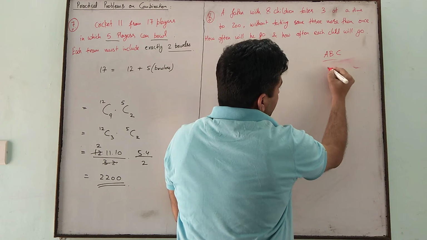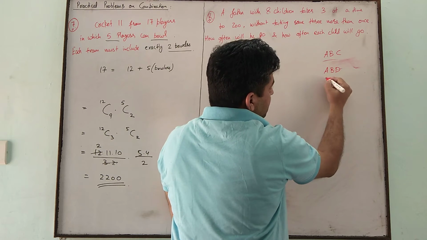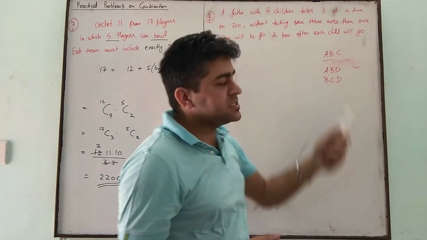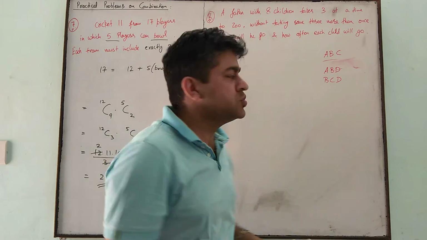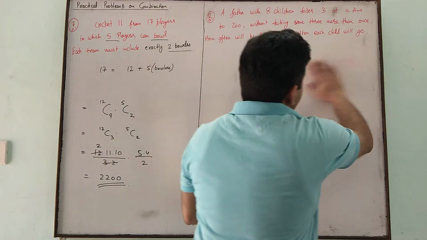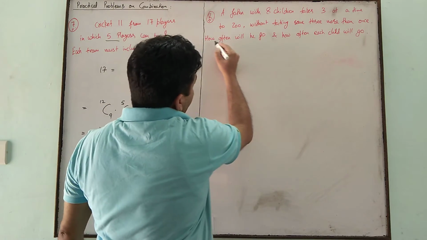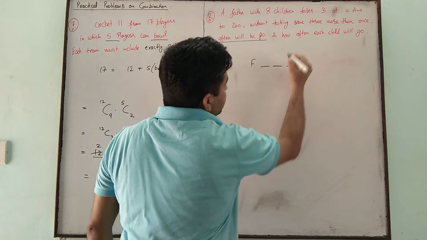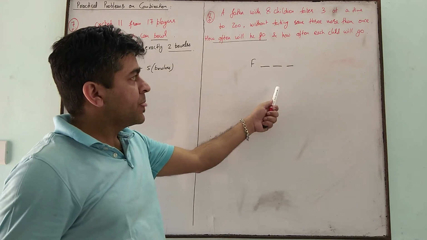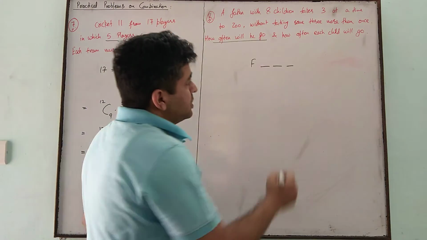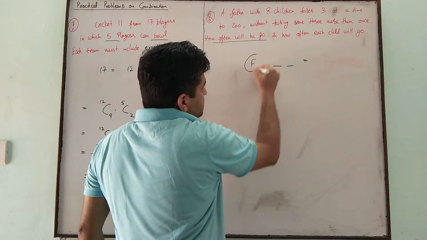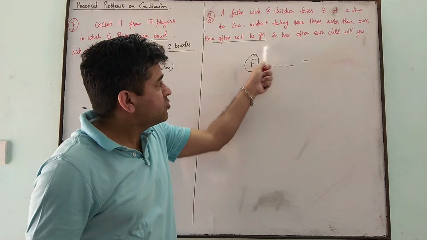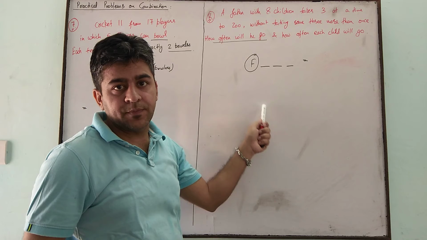If ABC is one group, then ABD can be another, BCD can be another. So the very first thing is ABC, CBA cannot be there, so we have to use combination here. Now the question is how often will he go? So let us say this is the father and 3 he has to take at a time to the zoo. Same 3 cannot be there, so the father has to go as many times as there are groups of 3 out of 8.